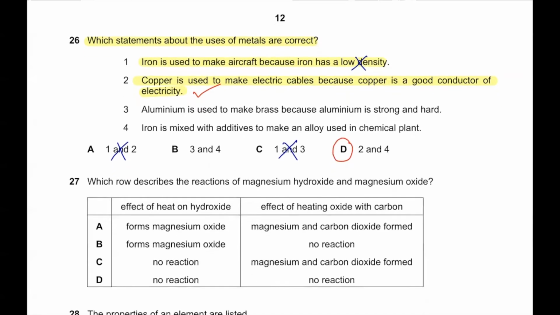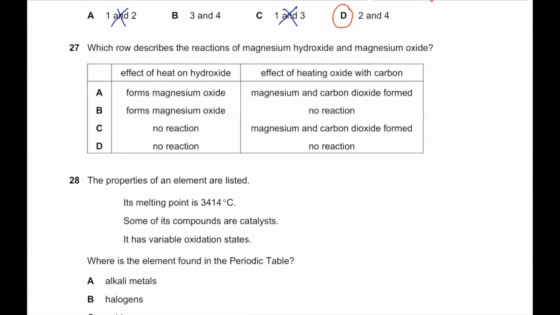All right, we'll also see what happens to 3 and 4. So 3, aluminium is used to make brass. We know that aluminium is not used to make brass. Brass is made from zinc and copper. Iron is mixed with additives to make an alloy used in chemical plants. Definitely, iron is added to other durable metals like chromium and nickel to make stainless steel, which is then used in chemical plants.